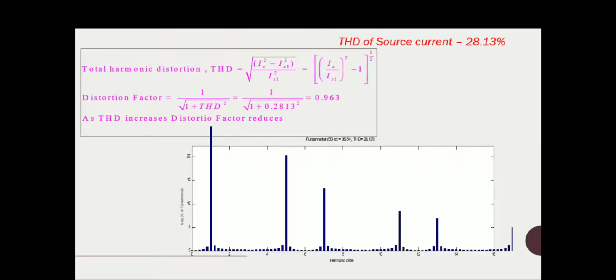Input power factor is the product of displacement factor and distortion factor, and displacement factor is nothing but cos phi. Distortion factor is the term that accommodates the effect of harmonic distortion. If THD is 28.13%, you can calculate the distortion factor as per the equation given. You can see the value is 0.963. So if you are maintaining the power factor as 1, because of these harmonics the power factor becomes 1 times 0.963, which is 0.963. That is the effect of harmonics in your system.